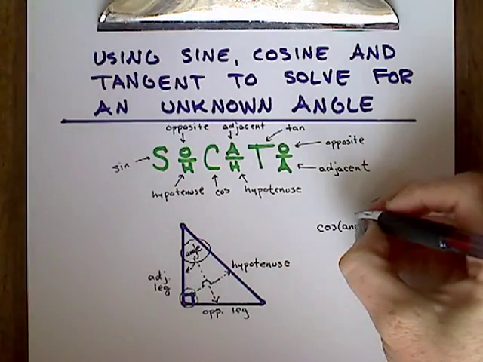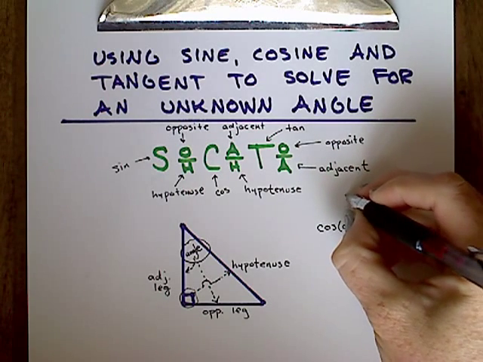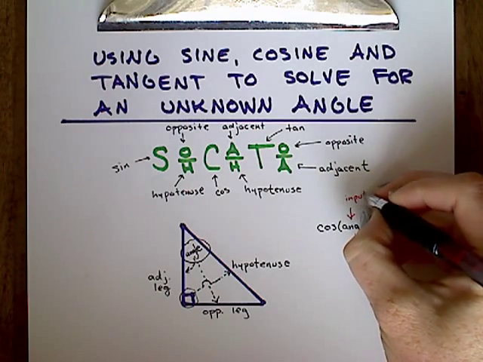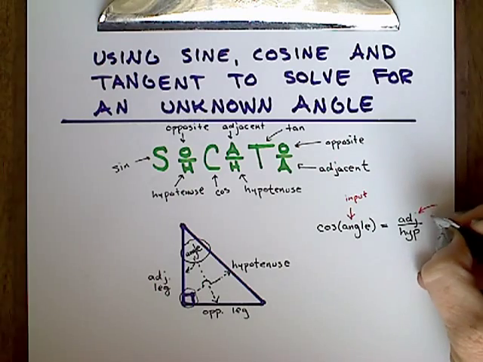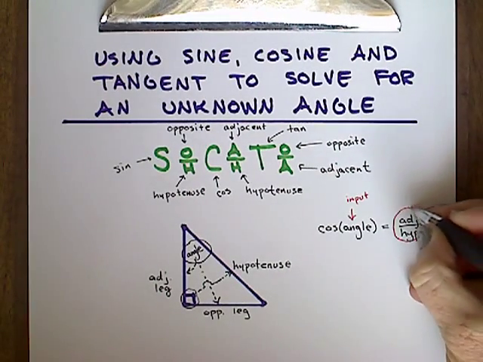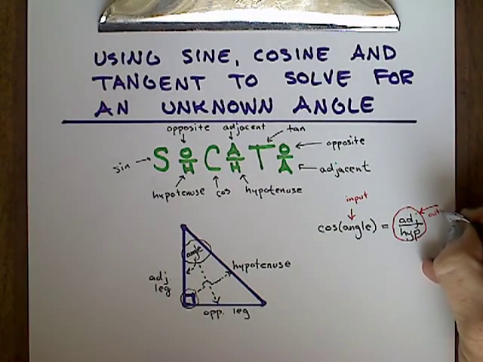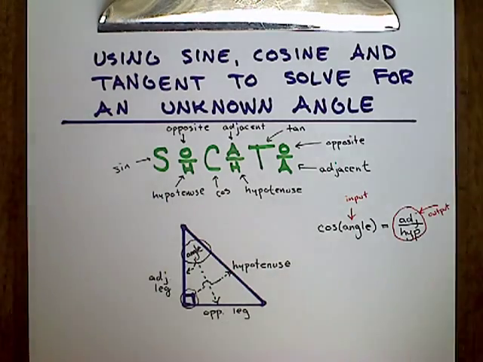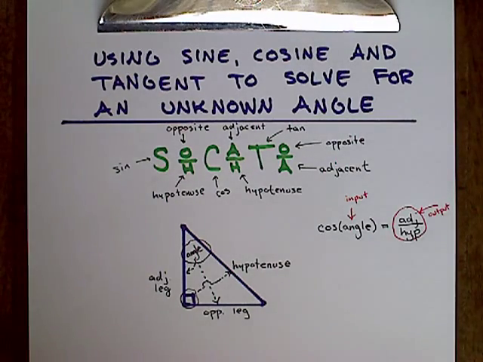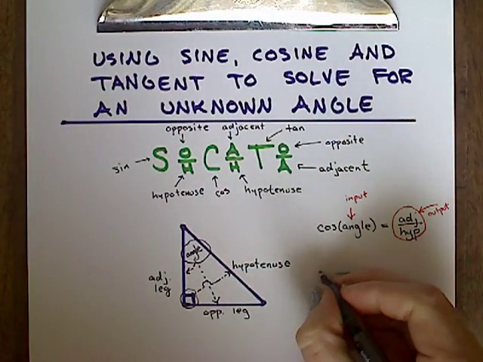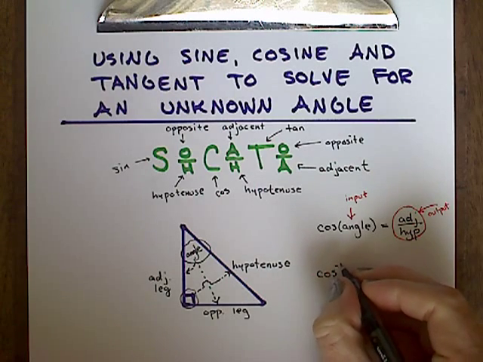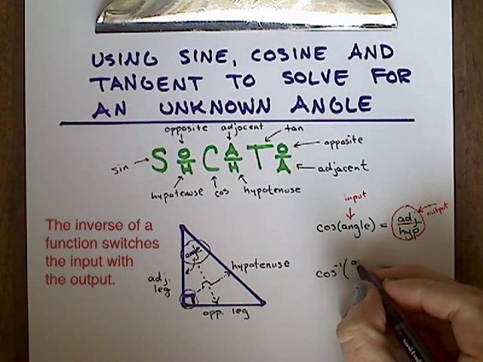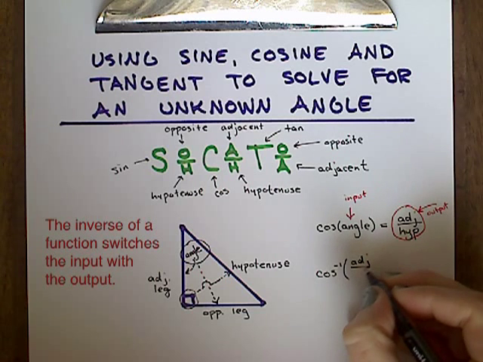And how can you find an angle measurement when it's inside the cosine function? As you can see here, for the cosine function, the angle is the input, and the ratio is the output. So if we wanted to switch these so that we could put a ratio in and get an angle measurement out, that's actually called an inverse function. And this one is called the inverse cosine function.